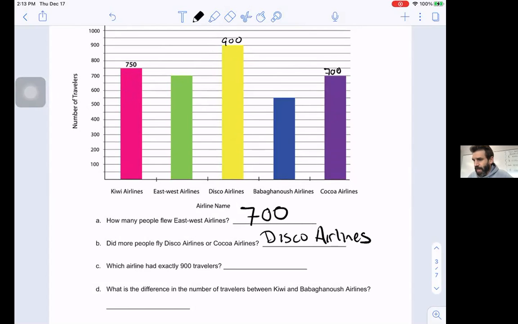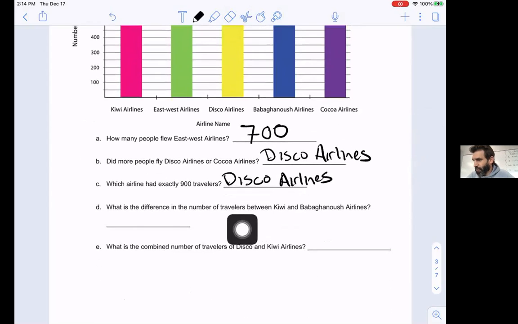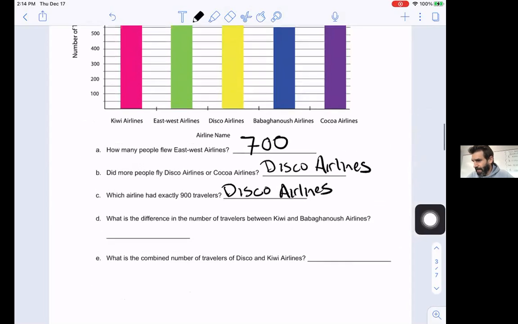Okay. Which airline had exactly 900 travelers? Lucky for us, we just wrote it right there. So I could go up to number of travelers, go up to 900 over, and I see that that is Disco Airlines.